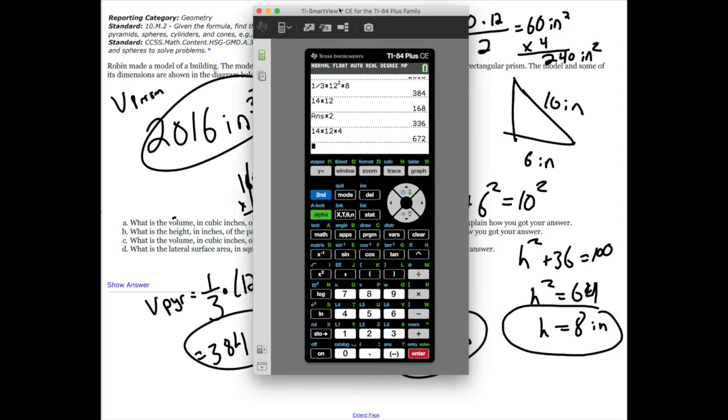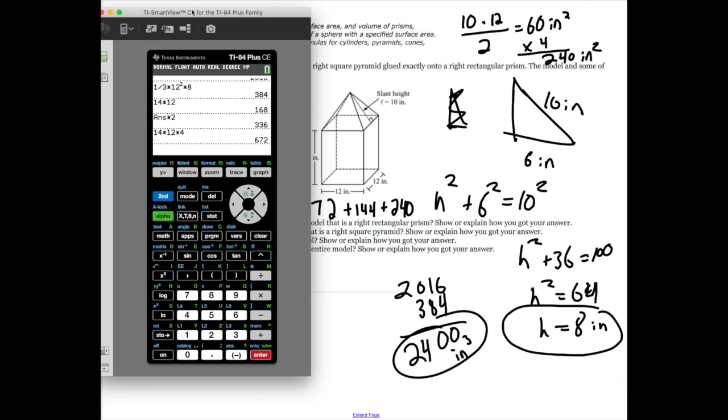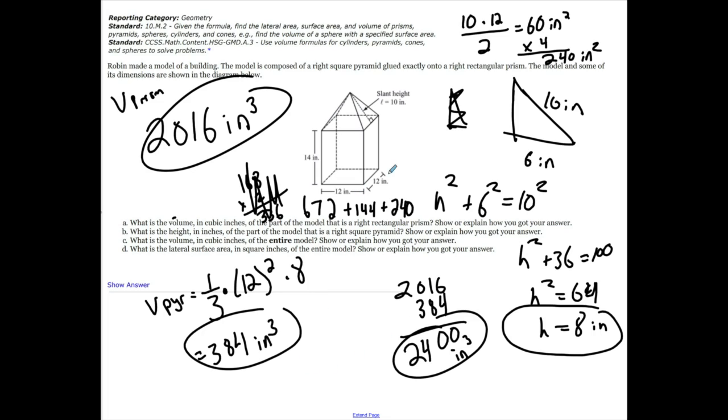So we'll add that up. 672 plus 144 plus 240. And I get 1056 inches squared. Again, there is a little bit of interpretation.